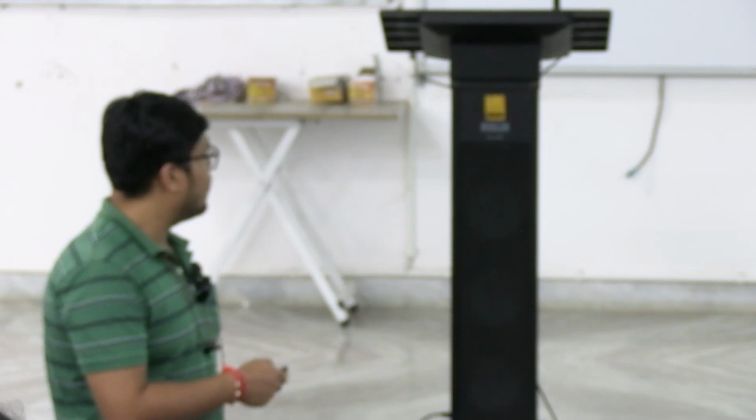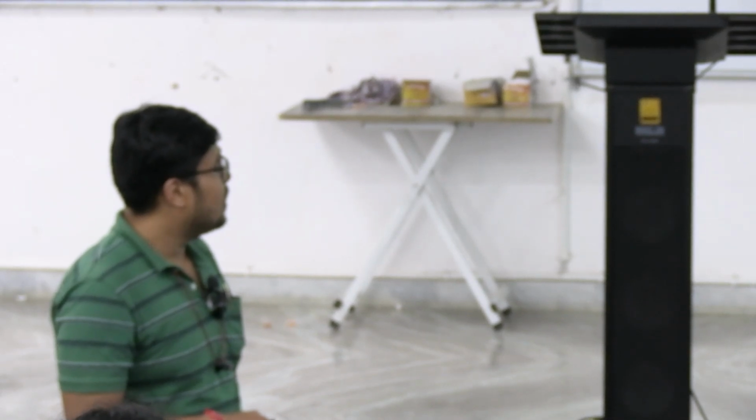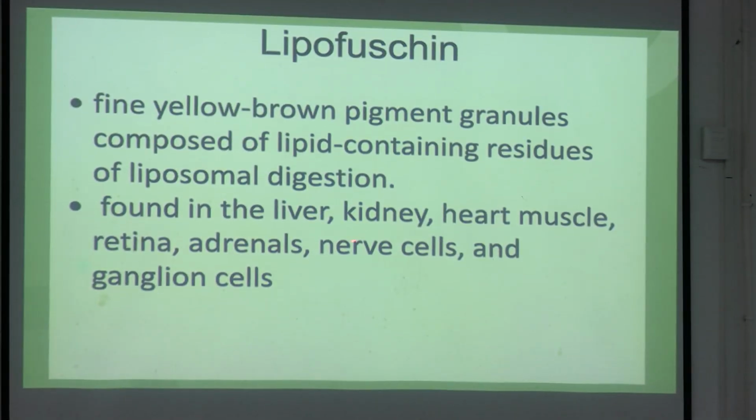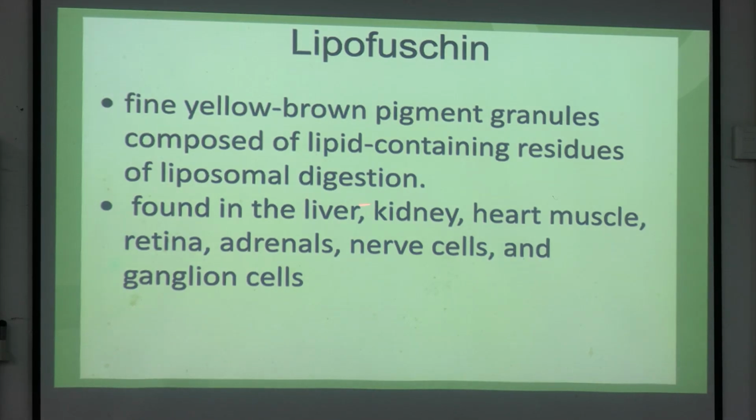How the permanent tattoo will occur. Now next is lipofuscin, very important, the wear and tear pigment. It is a fine yellow-brown pigment granule composed of lipid-containing residues of lysosomal digestion, and it is found primarily in liver, kidney, heart muscle, retina, adrenals, nerve cells and ganglion cells. But the most common is liver.